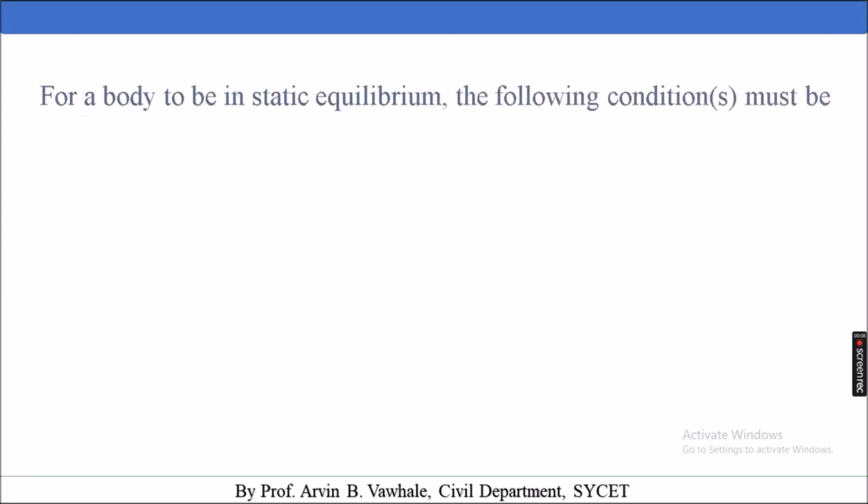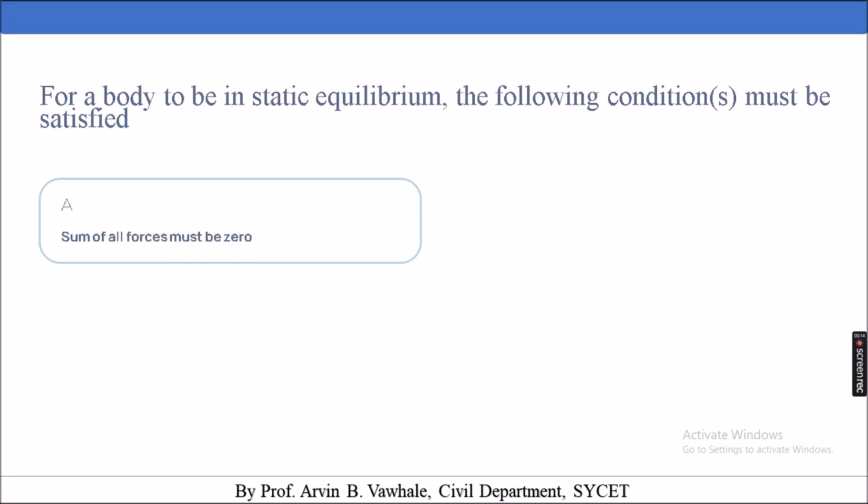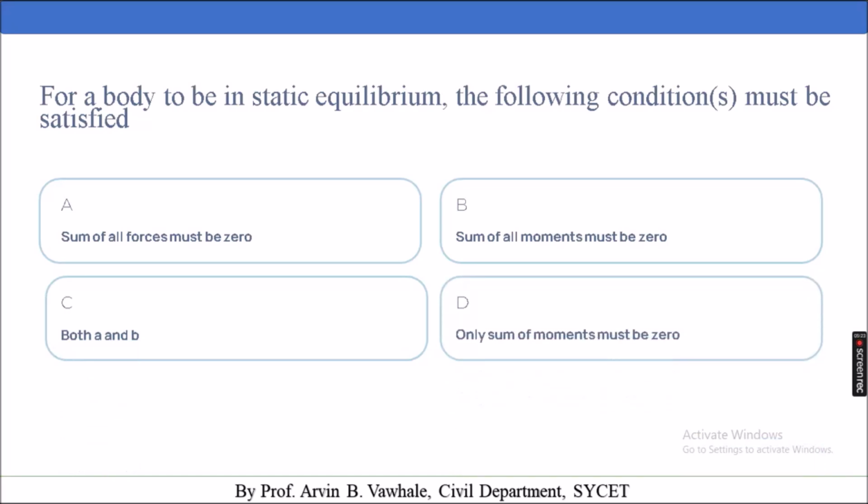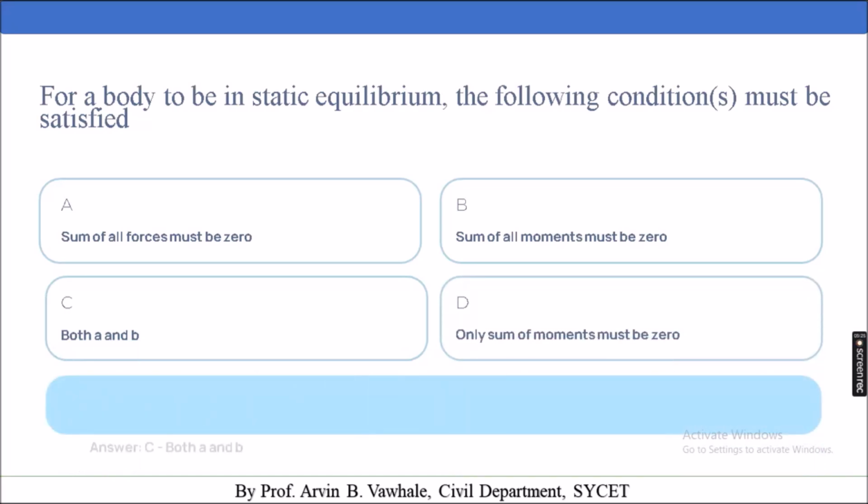For a body to be in static equilibrium, the following conditions must be satisfied: option A, sum of all forces must be 0; option B, sum of all moments must be 0; option C, both A and B; option D, only sum of moments must be zero. Answer: C, both A and B.